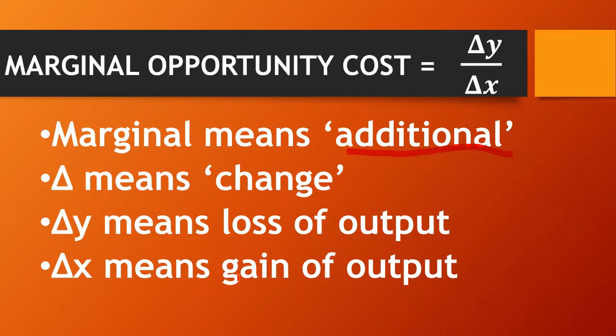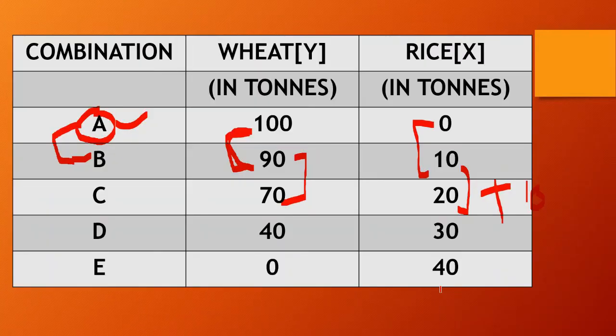It is reducing. And delta x is what? It means gain of output. Delta x means gain of output. See over here, from 0 to 10 it has increased, 10 to 20, 20 to 30 and 30 to 40. Here the gain of good x is taking place.